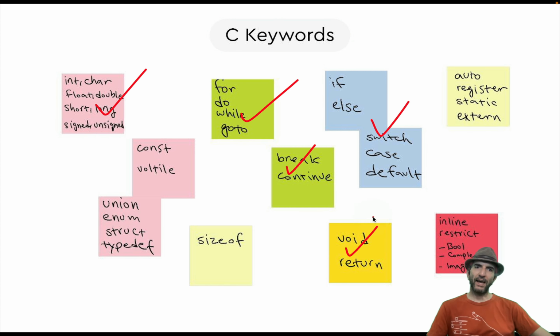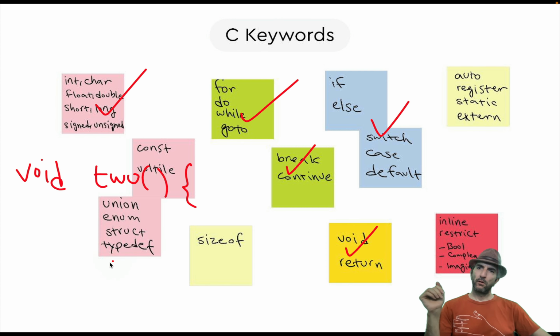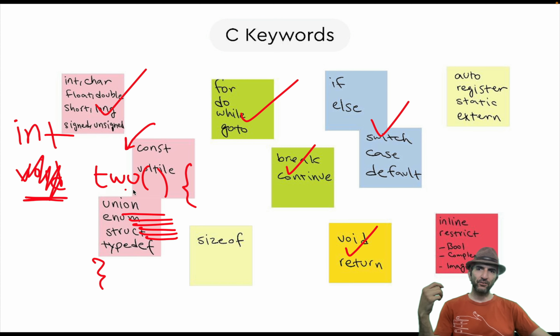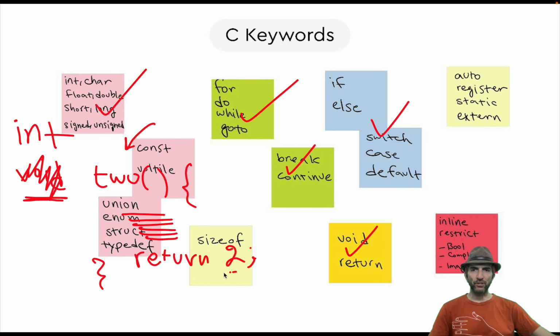We can go to void and return. These are for creating functions. I can say void to, do this. I defined a function called to, which doesn't return anything. If I wanted to create a function which returns something, I would say this function returns an integer. So int 2. And then I can say return 2. So when the function is done, it would return a 2.